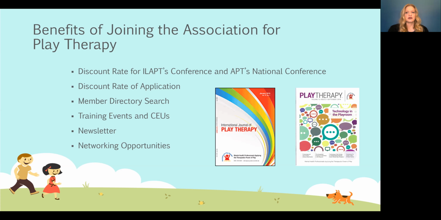And then there's also the magazine Play Therapy that is sent out and has a lot of good, specific information on specialized topics, such as this one on technology in the playroom, cultural competence, and grief, that people write on and you can learn about and grow your expertise. And finally, networking opportunities. They're a way to meet local play therapists and build a community that you can learn and grow with.